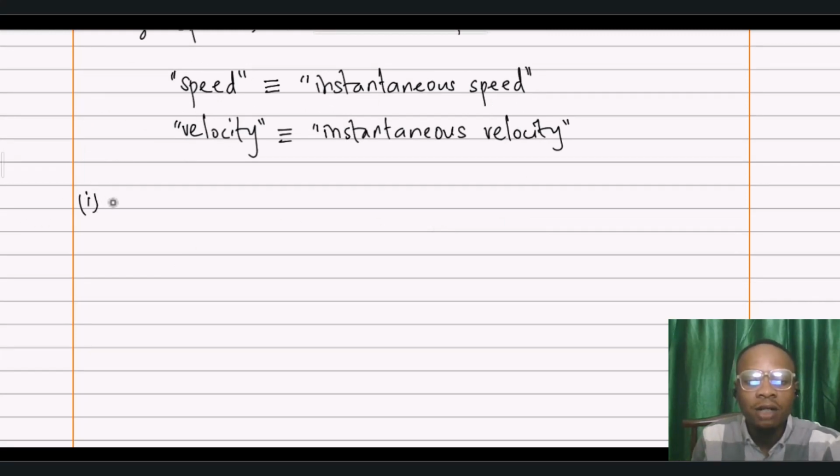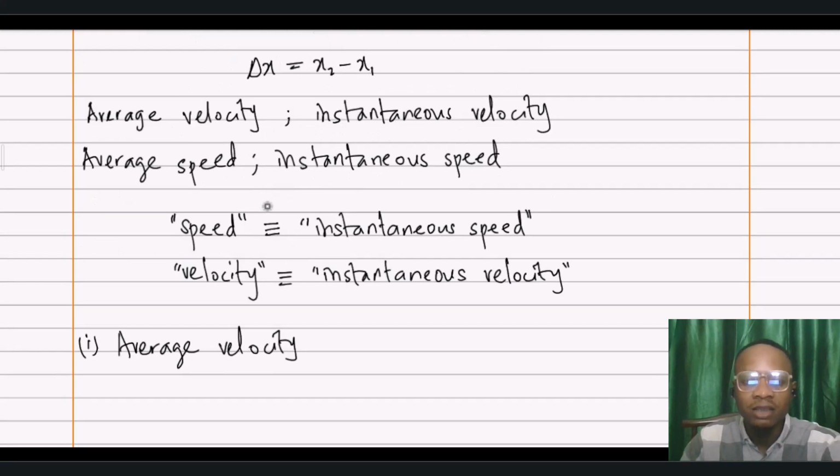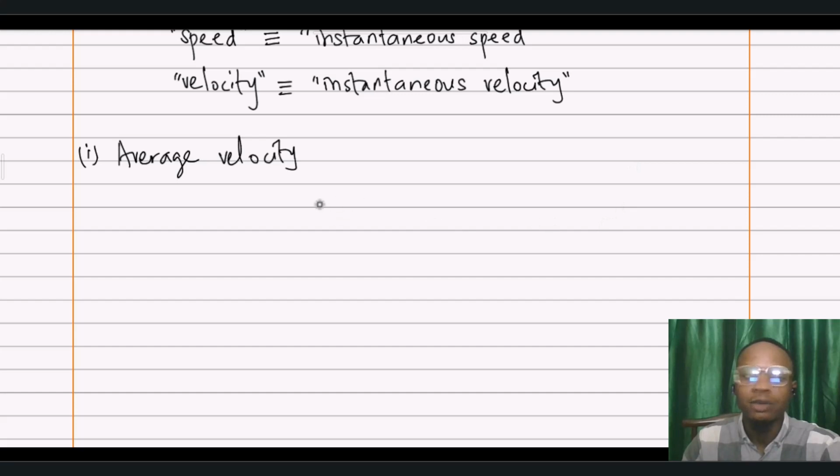So firstly, we'll talk about average velocity. When we say average velocity, of course, velocity is a vector. Velocity is a vector, whether it is average velocity or instantaneous velocity, and speed is a scalar quantity. So that means that we should expect some measure of direction when you're talking about velocity. Speed is a scalar quantity, whether it is average speed or instantaneous speed. Okay, so now let's go ahead and deal with this.